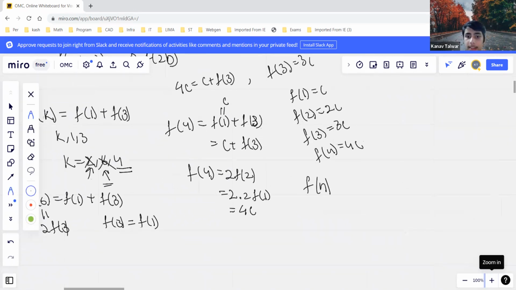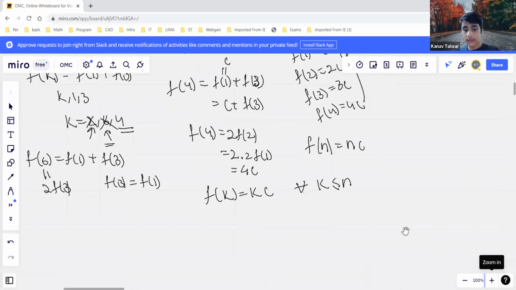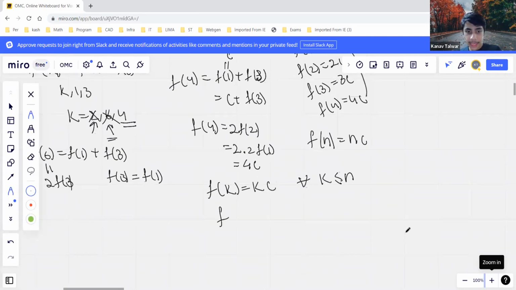So can we generalize this? Can we prove f of n is equal to nc? Just because we've done the base cases, we'll try proving with induction. That is, assume f of k is equal to kc for all k at most n, and let's prove it for n plus 1. Let's make the exact same proof that we've been doing till now.